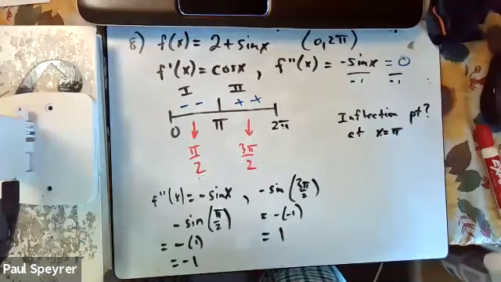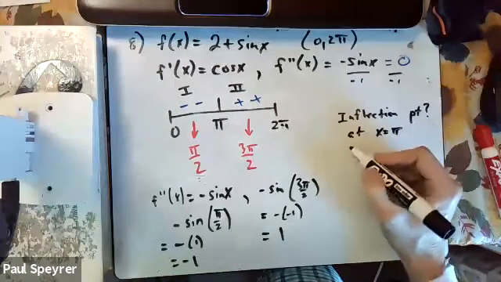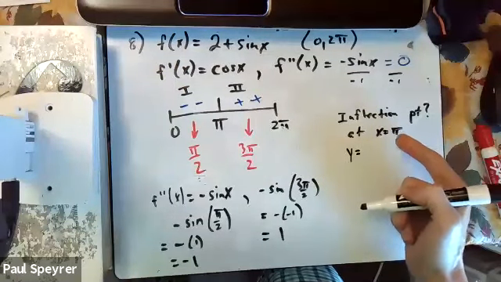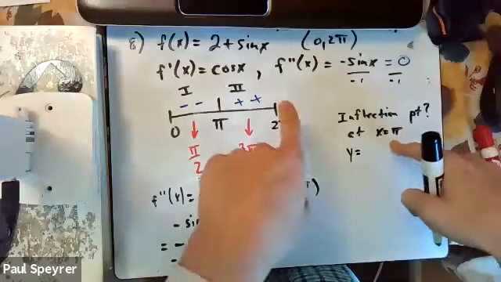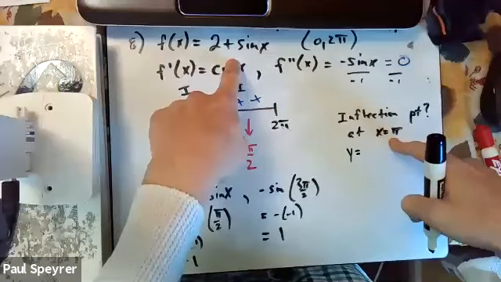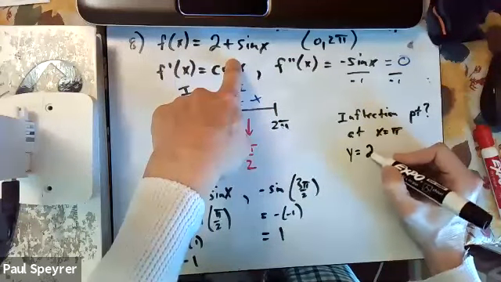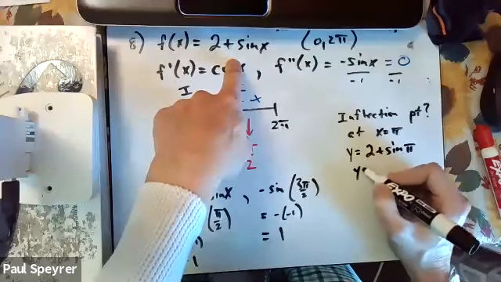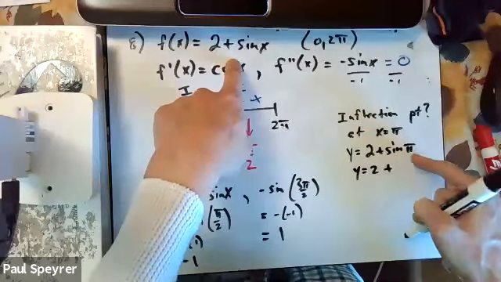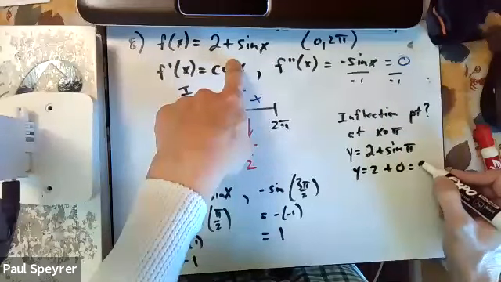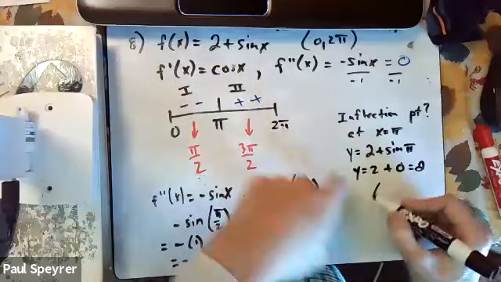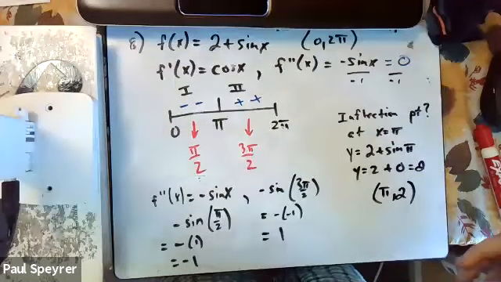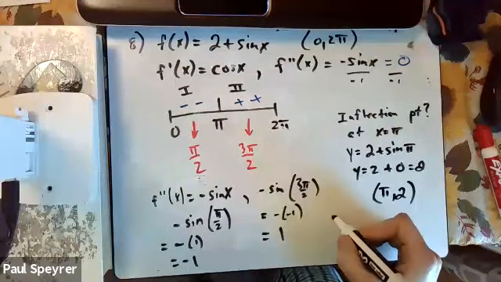But what is that as a point though? We need to figure out what is the respective y value when x is pi. So we take this and plug it back into the original equation. So y equals 2 plus sine of pi. What's sine of pi? That is 0. So that is 2 plus 0, which is 2. Your answer is pi, comma 2. Now, what about concavity?